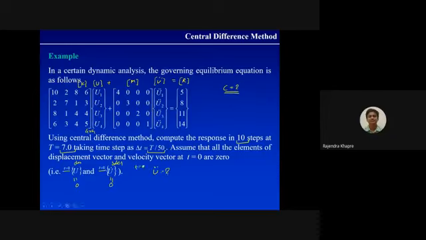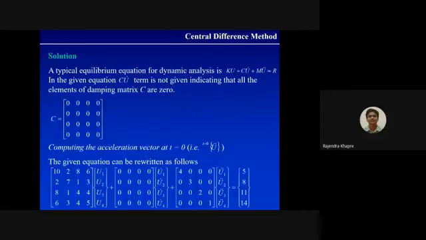So this is not yet known to us. Okay, so this is the situation right now. What is not known? C is not known. Okay, and what is the acceleration at t is equal to 0? This is not known. So what we can do is we can solve this.